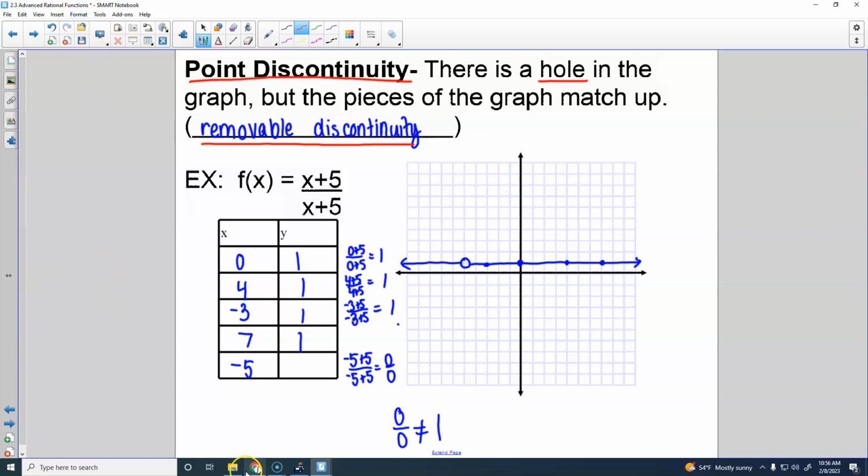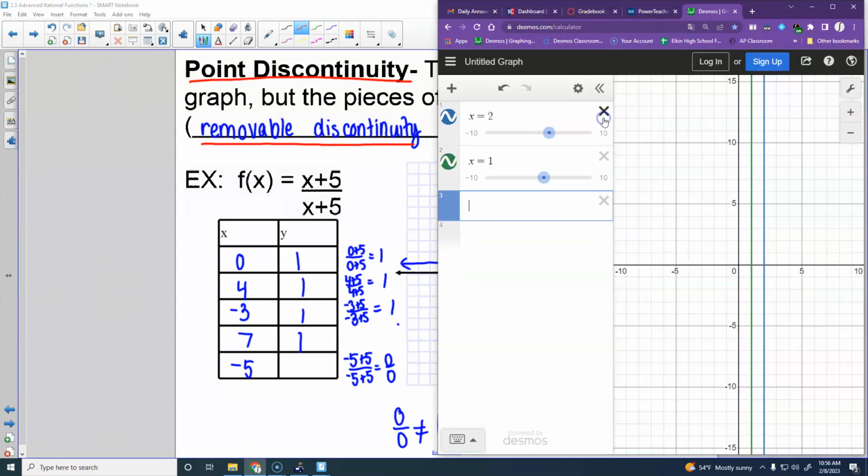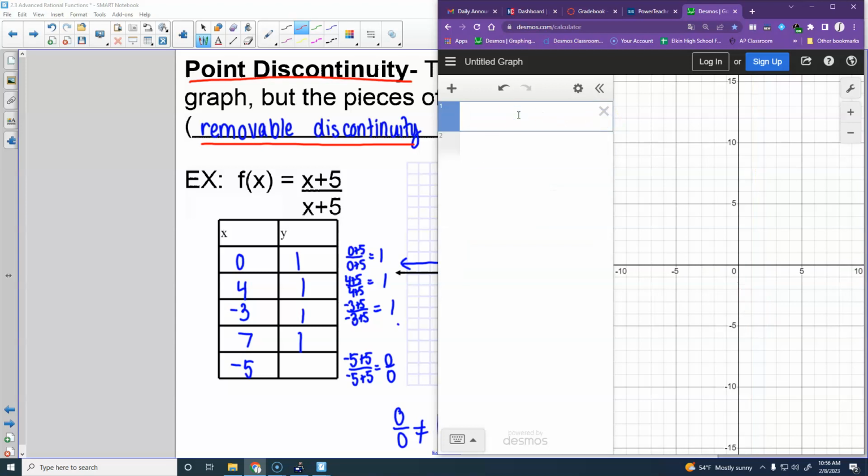So, also, I do want to show you this on Desmos because Desmos is a little bit deceiving here. f of x equals x plus 5 over x plus 5. If I graph this, it just looks like a straight line. I don't see a hole, right? But if I go over here and try to get my cursor to be right there perfectly on -5, oh, it did it, but I moved it. If you can get perfectly right there at -5, there is a hole.